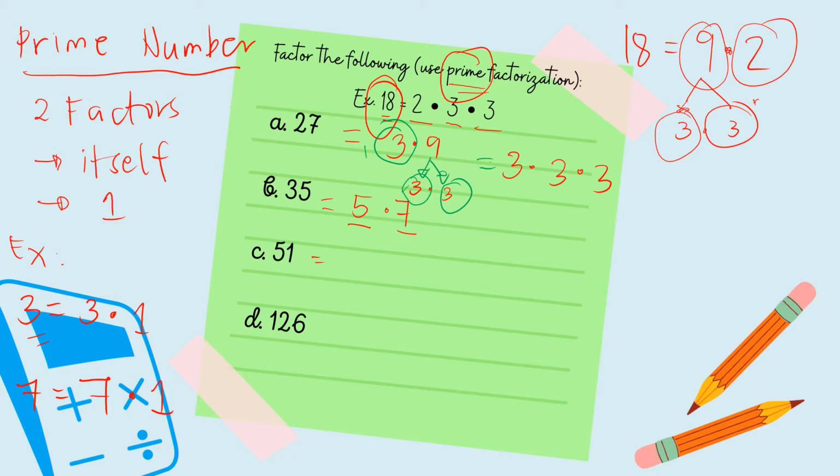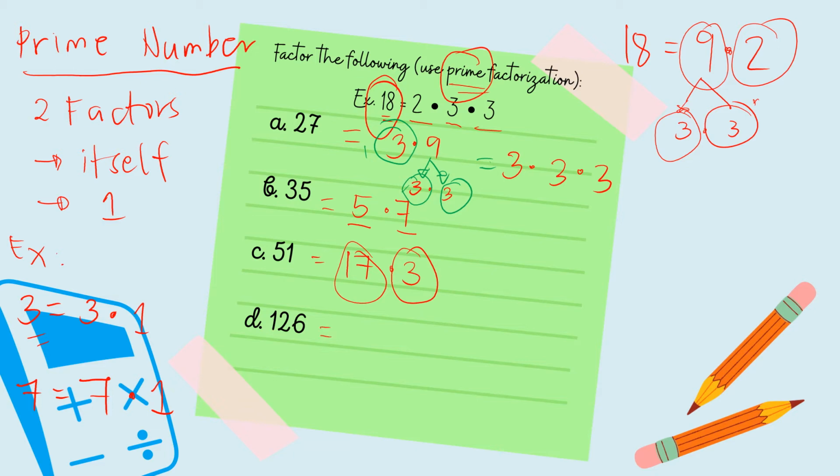51. So, what do you think are the factors of 51? That will be 17 and 3. Now, the question is, is 17 a prime number? Yes, 17 is a prime number as well as 3. Therefore, that will be our final answer.